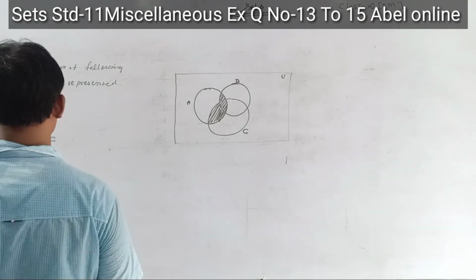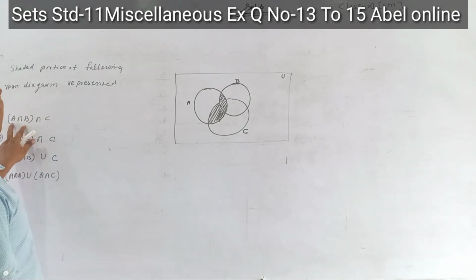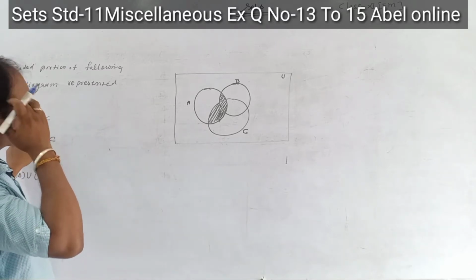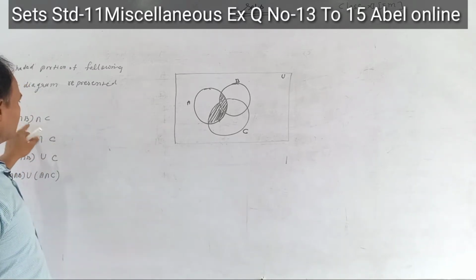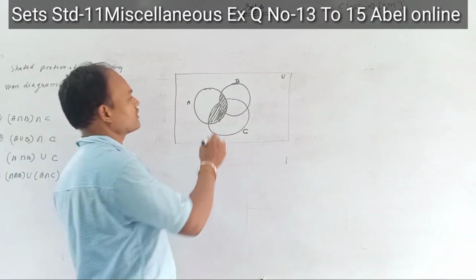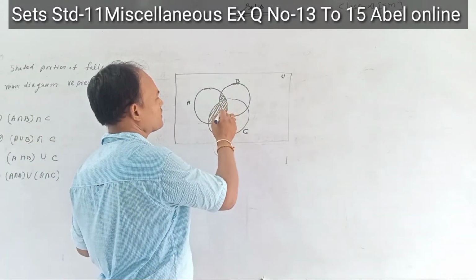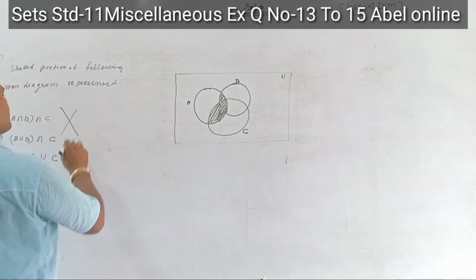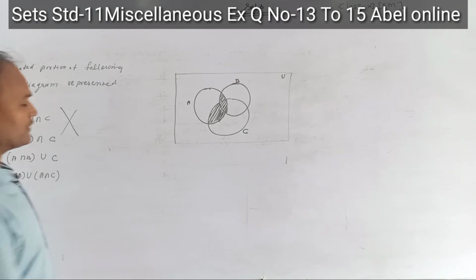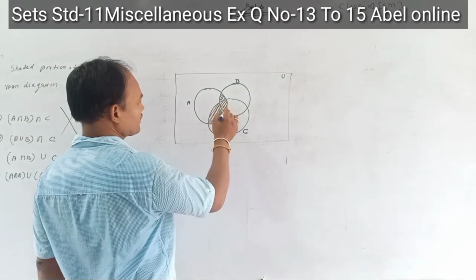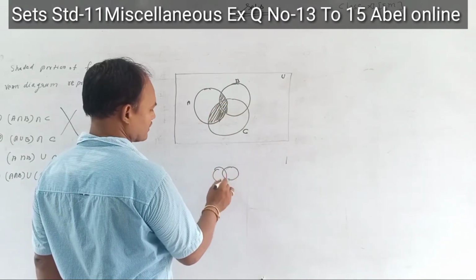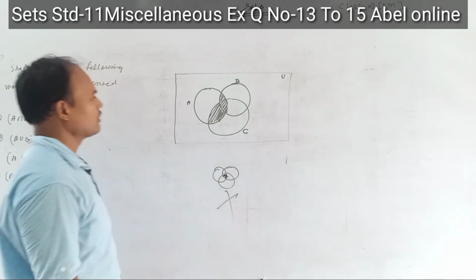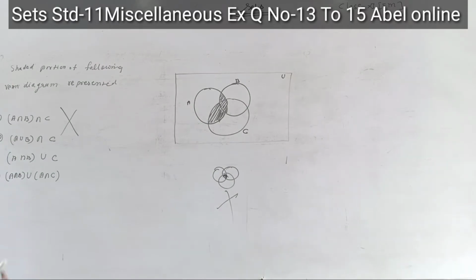A intersection B means common area of A and B, and intersection C means the area that is common in A, B and C. A, B and C is the common area, this. So is it dark here? No. So it is not your answer. If only this area were dark, so we can say this and this, it would be your answer, but it is not.